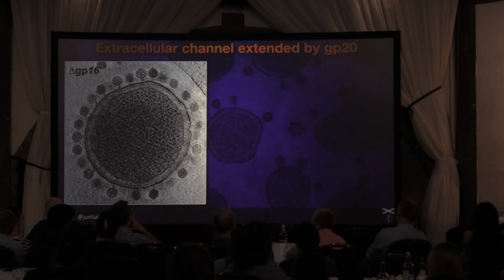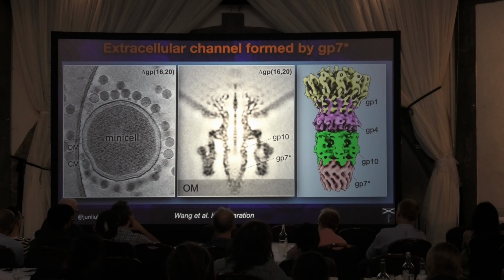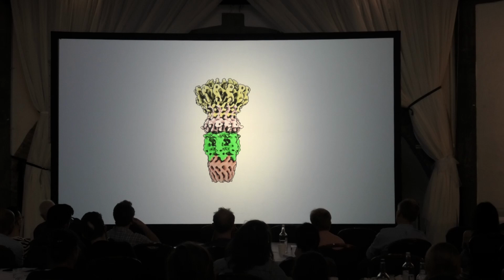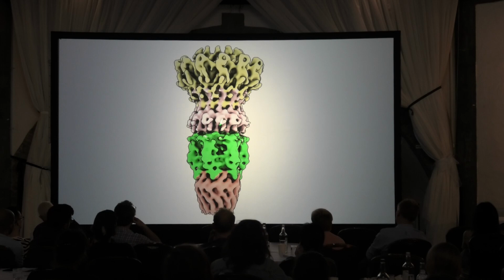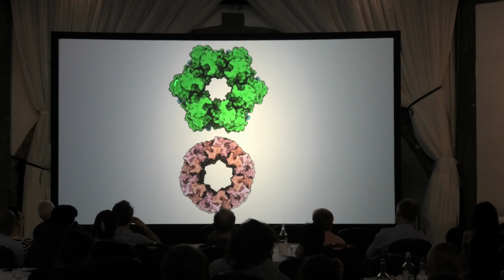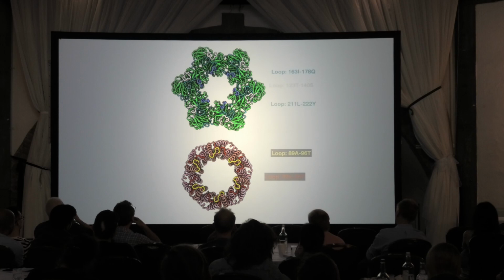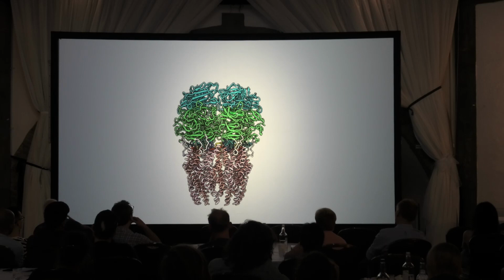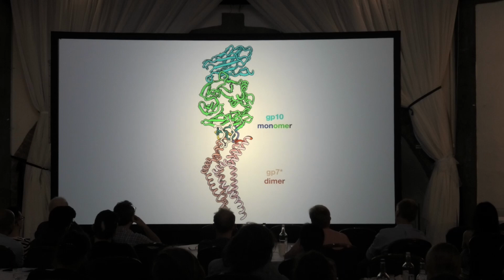Let's go back. Okay, so now you can see here's GP10 and GP7, 12 copies right underneath. They pair perfectly, and the interacting regions are highly conserved. So this allows them to extend through this GP10 hub. And the ratio is 1:2. And they are very conserved, and allow them to cross into the outer membrane.